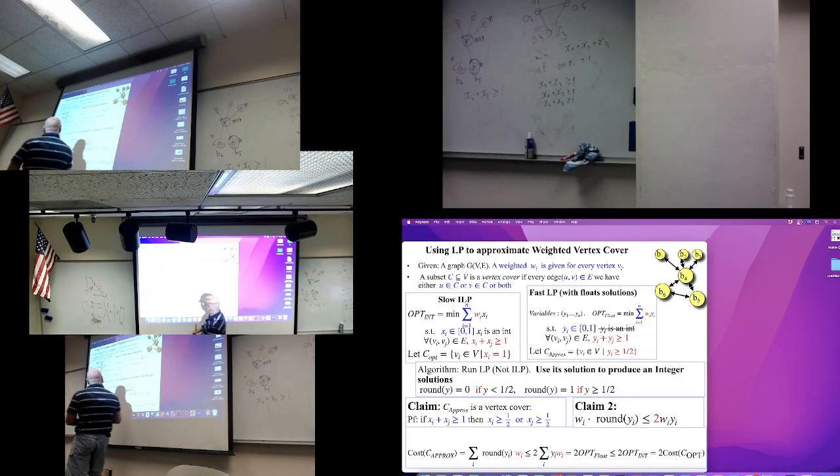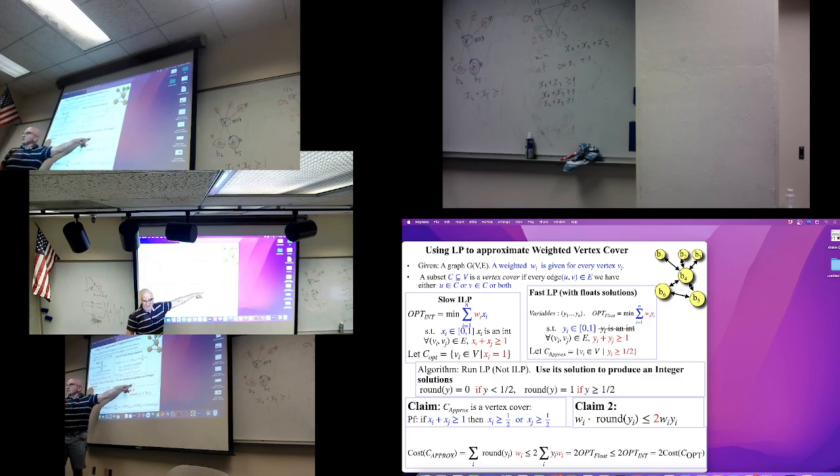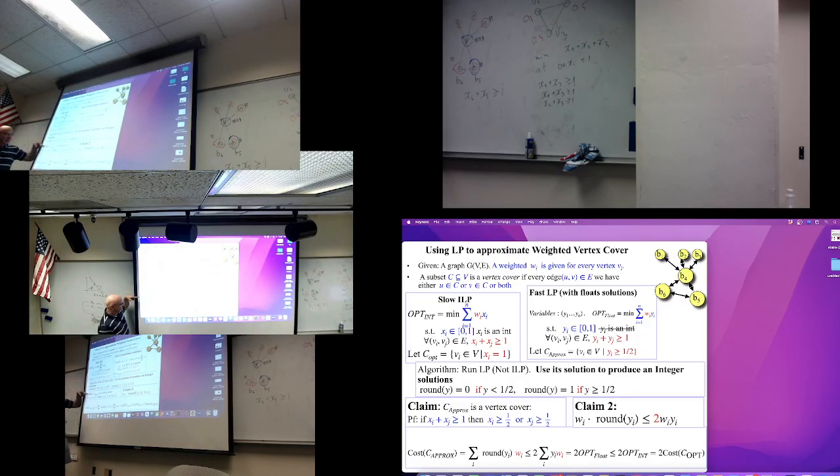So let's make it a bit formal. Round of y is 0 if y is smaller than half. Round of y is 1 if y is larger than half. Claim: look at the vertices with yi larger than half. I want to convince you that this is a vertex cover. Every edge is hit.